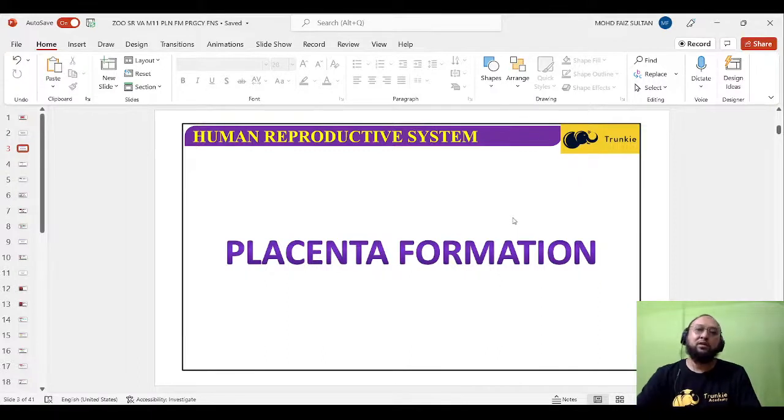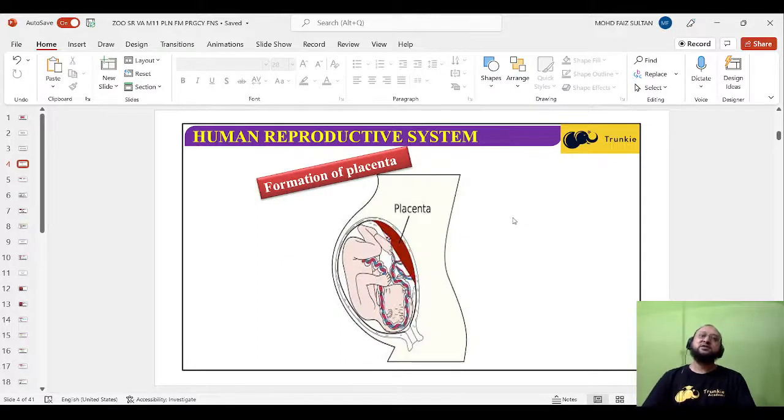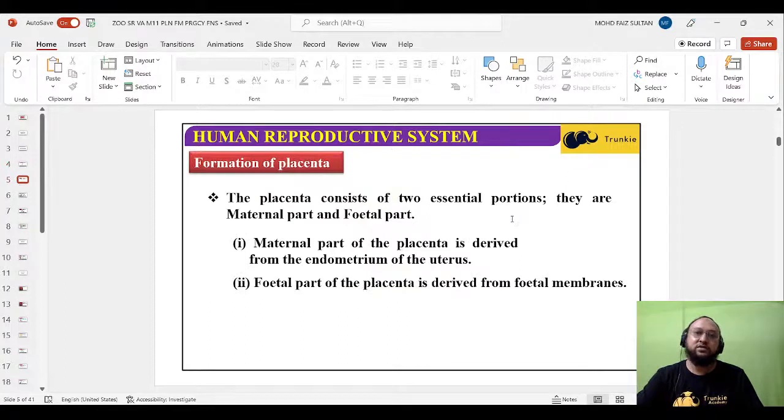Okay, now coming to another part in the next section, that is the placenta formation. This placenta is important because it is the structure which connects the growing fetus to the body of the mother. So the formation of the placenta and its role is very important. First, the placenta consists of two essential portions: the maternal part and the fetal part. That means the tissue connecting the fetus and the mother has two parts.